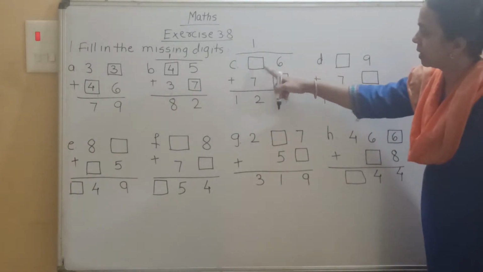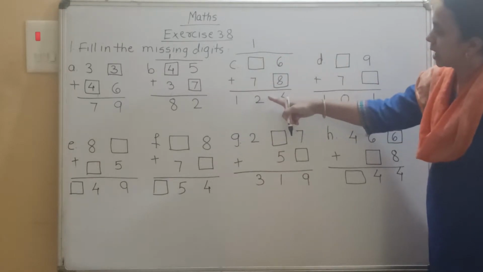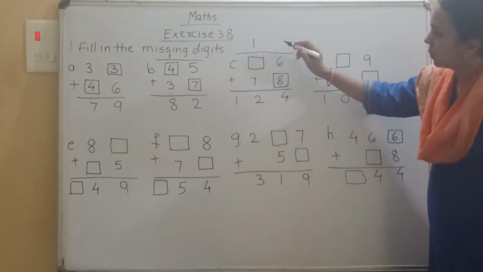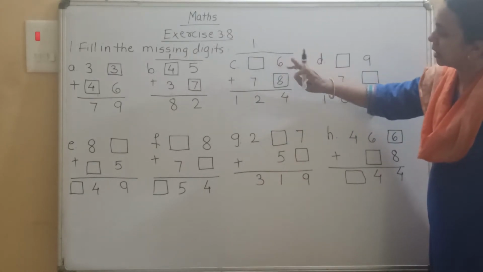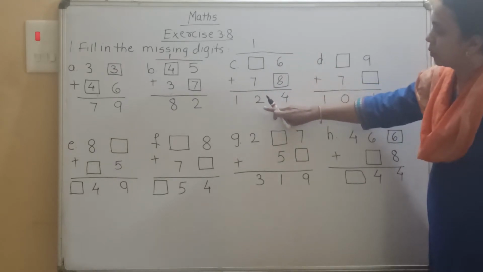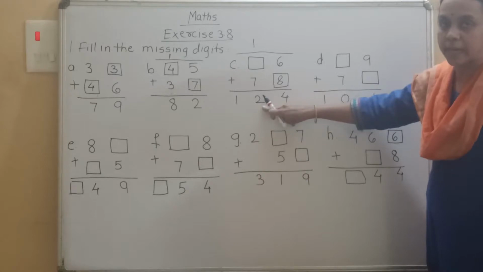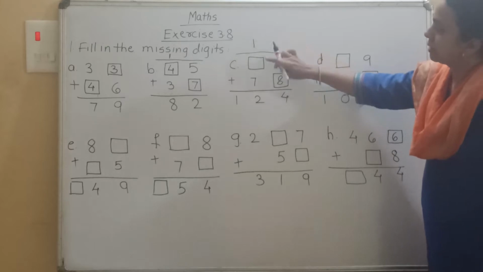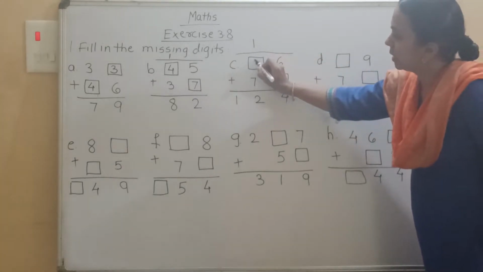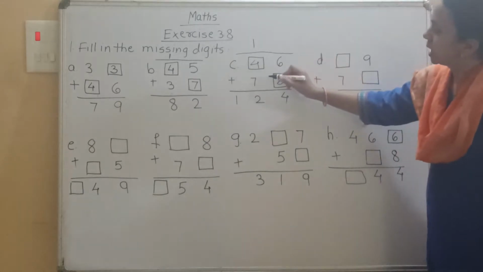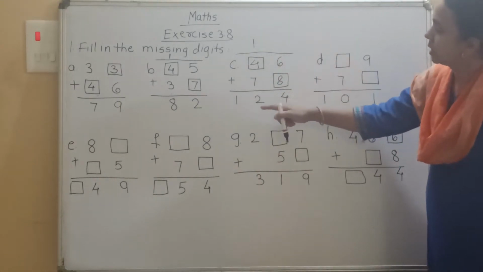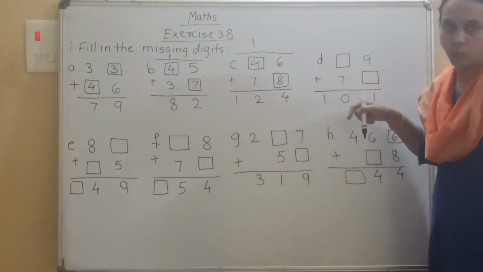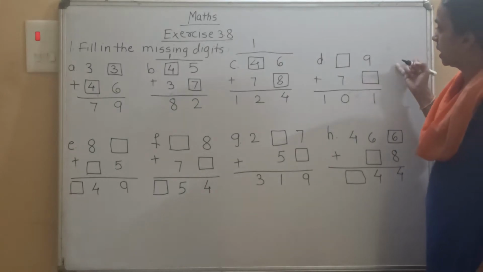Okay, now see 7 plus 1, 8. Now this 2 means what? 12. See this 12. So 7 plus 1, 8. To this 8, how much do we have to add so we will get answer 12? 9, 10, 11, 12. So 7 plus 1, 8. And if we write here 4, see 7 plus 4, 11, 11 plus 1, 12. So our answer is correct here. 124. Okay. Now see D question.